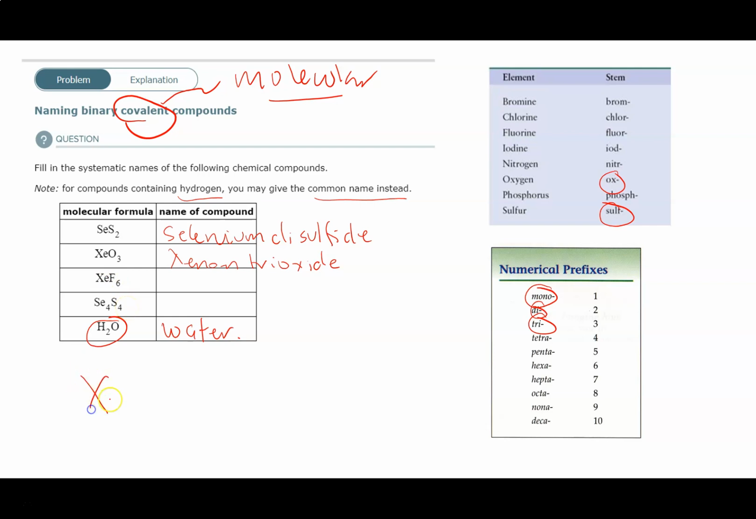Okay, XeF6. So xenon, the name of the first element unaltered. The second element is fluorine. We take the stem name, FLUOR, change the ending to IDE. And then now we need prefixes. If you've got one of the first, you don't need a mono. But then we've got 6 fluorines, so it's going to be hexa. So xenon hexafluoride.